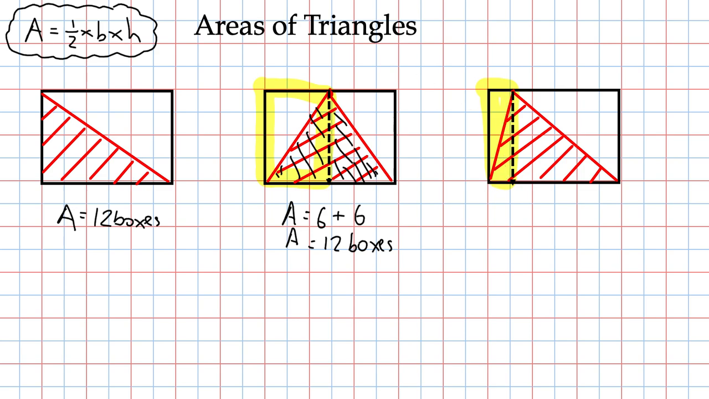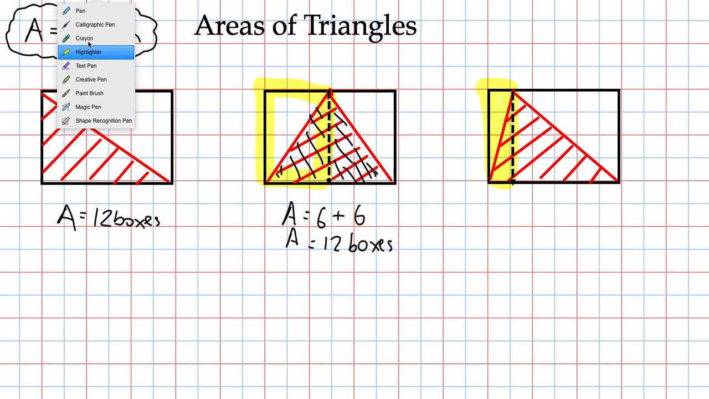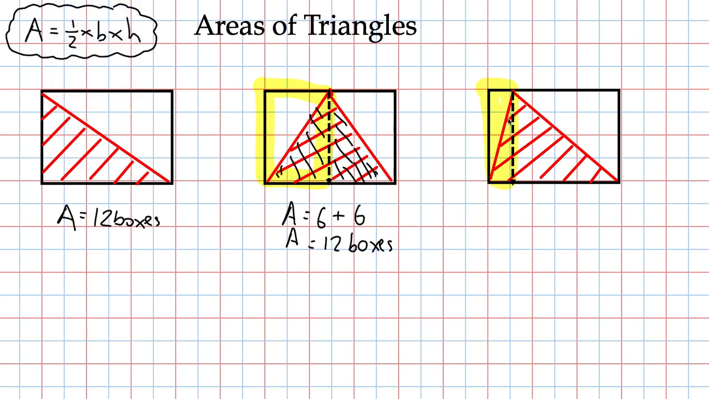So we know that each section is half of the box. So see this shaded bit in here? It's going to be half of the area of the rectangle, which is 4. So a half of 4 is 2. It means that there's basically 2 boxes worth of area in that part of the triangle.